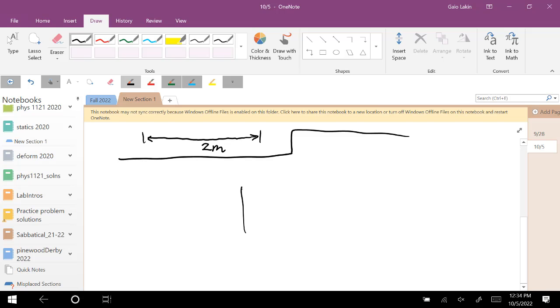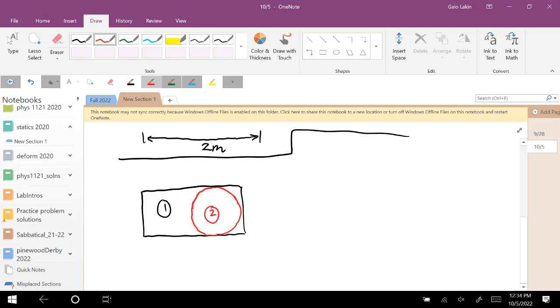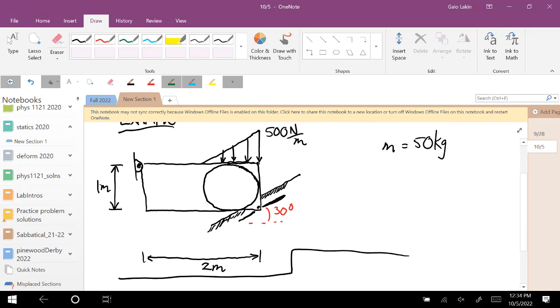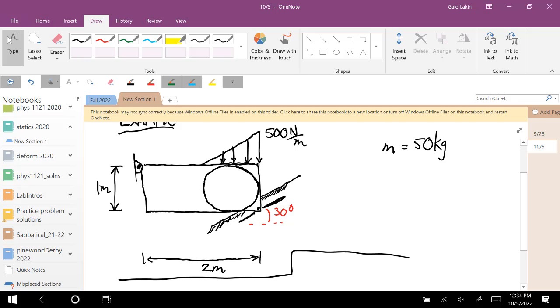For the rectangle, let's call the rectangle piece 1. And then the circle that we're cutting out of it, we'll call that piece 2. For each one of those two pieces, we need to know the area and the centroid. Well, one thing to notice here is that the reason we need that centroid is to know where the weight's applied. So we only need one of those components.